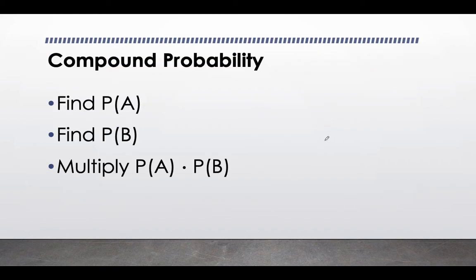To find the compound probability, we are going to find the probability of event A, the probability of event B, and then multiply those 2 probabilities together. Similar to how we just found the possible combinations, although in this case we'll be writing the probabilities as fractions, how many times something occurs out of the total, rather than just multiplying the total possible outcomes.